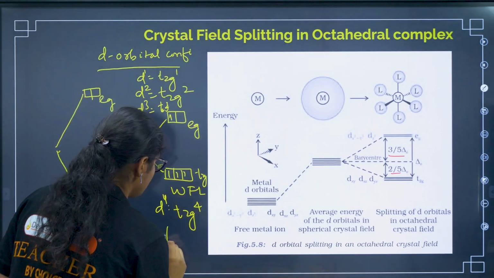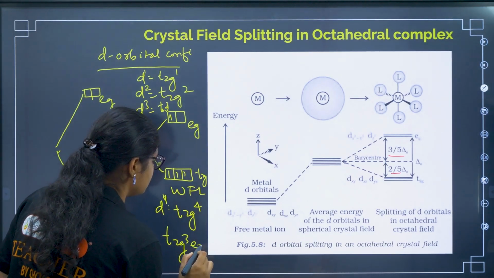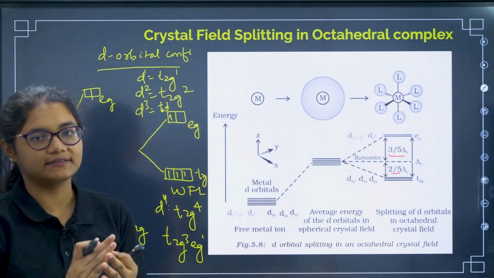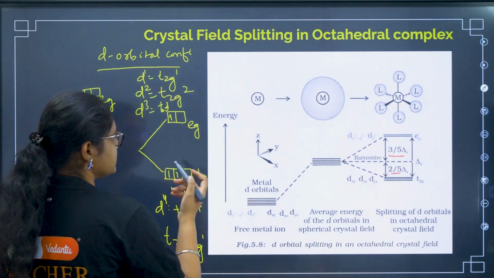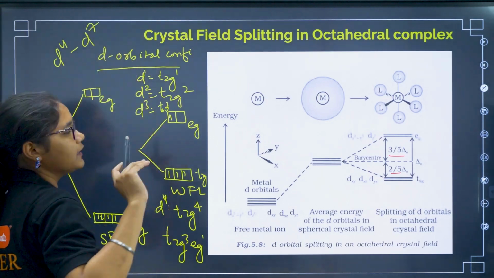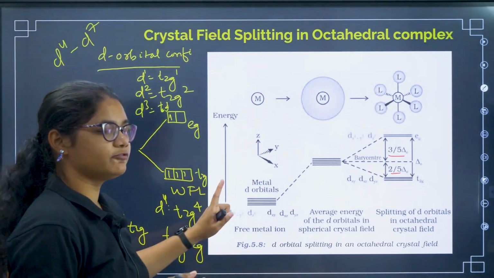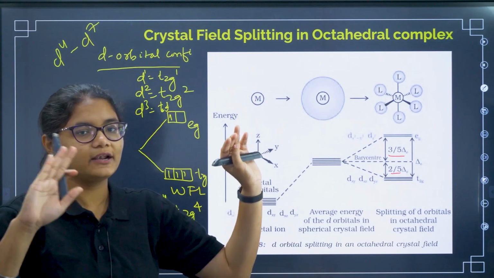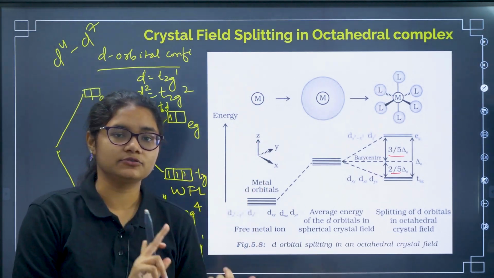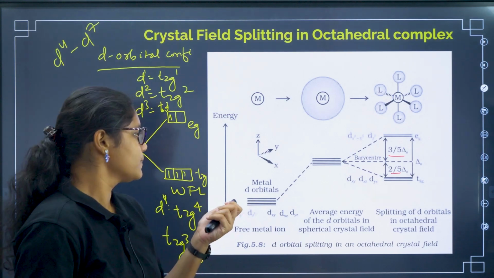So what we will get? t2g3 eg1. Right? So similarly you have to see for d5, d6, d7. Okay. So which configurations are affected by strong field ligand? d4 to d7. Okay. d8, d9, d10 will again be same for both the cases. So first three and last three you have to remove. From d4 to d7, these configurations in strong field and weak field you have to know.